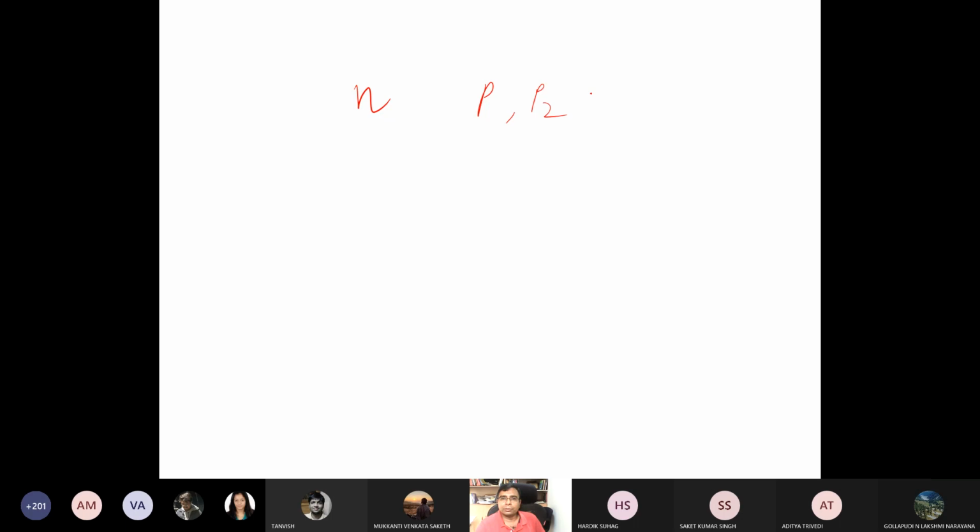P1, P2, P3, and Pn. So this is the execution time. All tasks arrived at time 0. That means release time is equal to 0. So all tasks arrived at time 0. And suppose you have only one processor.